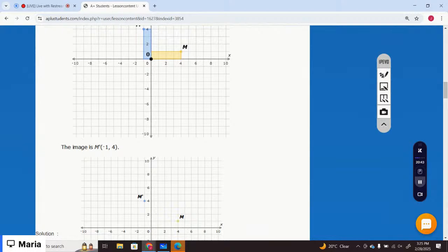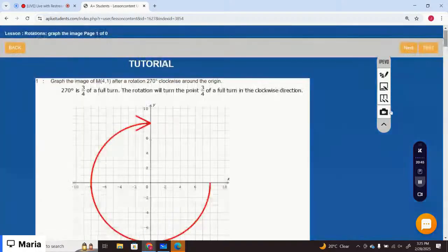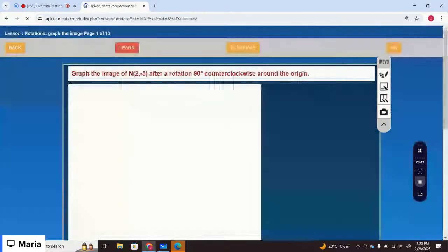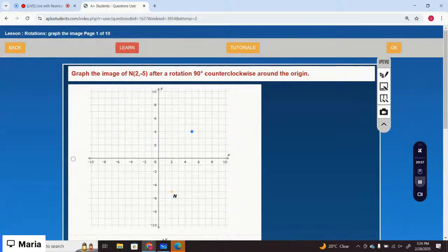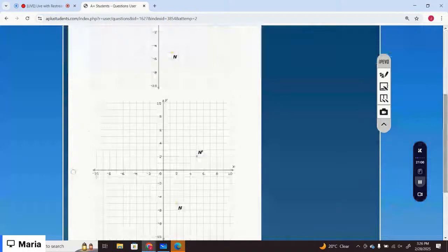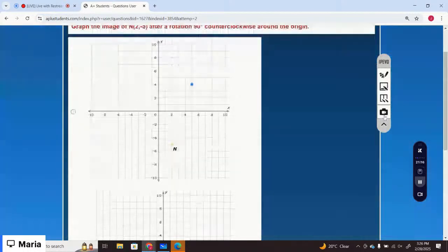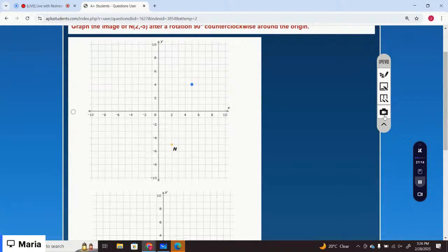Let's just start with the test questions. Okay, graph the image of N (2, -5) after a rotation of 90 degrees counterclockwise around the origin. N is (2, -5), and 90 degrees counterclockwise, that is the point. Keeping the origin fixed, you have to rotate.